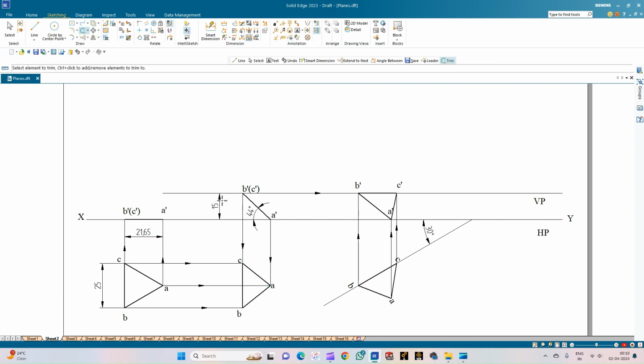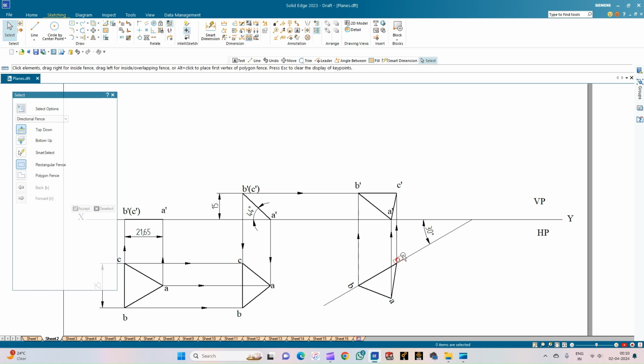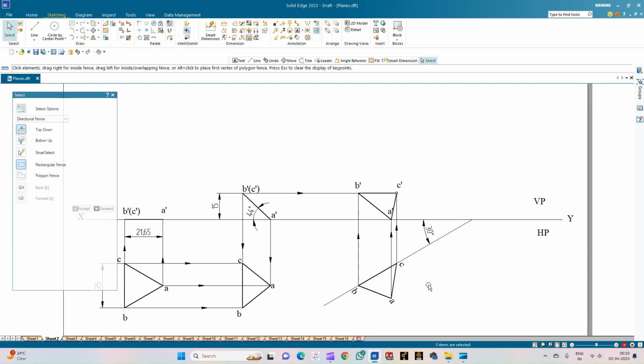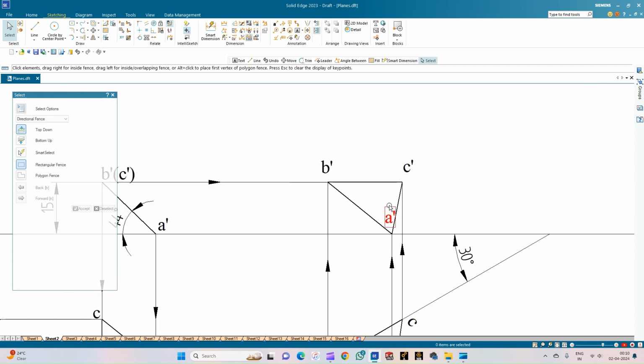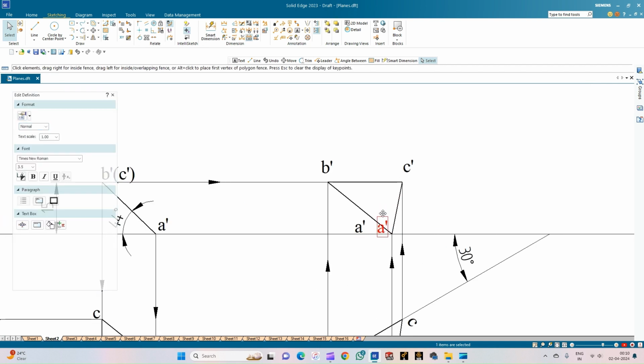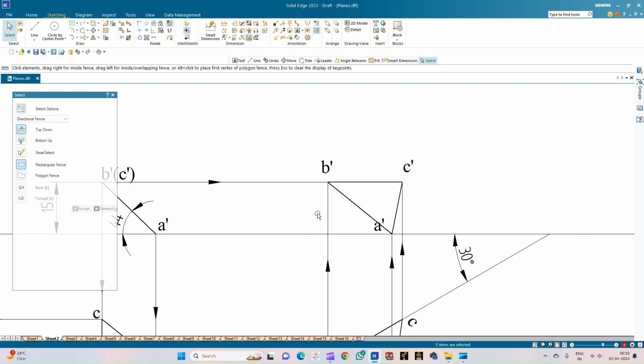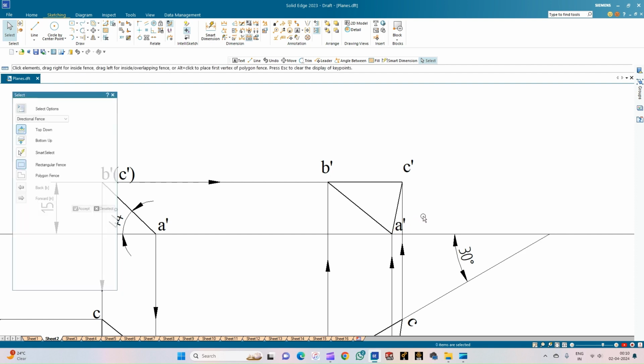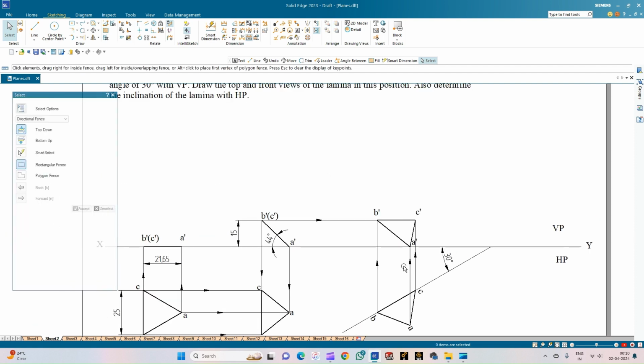So using the trim option, we can trim this and this part of the offset line so that the projection lines are not making the engineering drawing clumsy. So we will just try to shift the annotations and ensure that they are not overlapped by the projection lines and they are visible clearly to the observer. So as I've told, ensure that all the annotations of the front view are always above the XY line and not below the XY line.